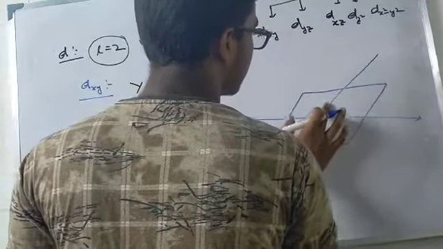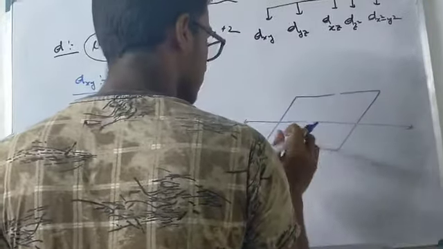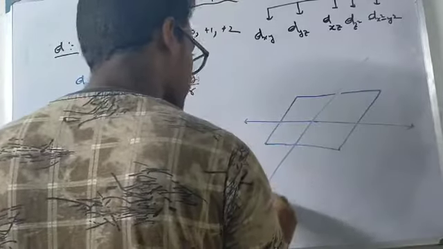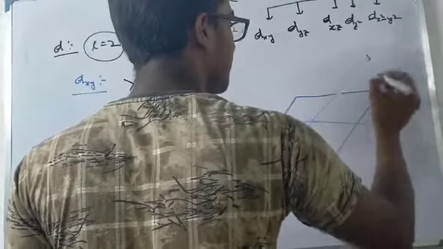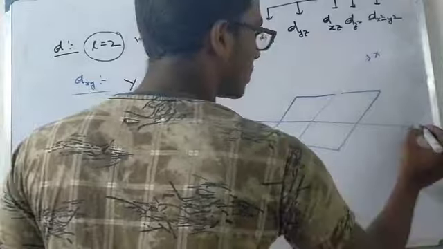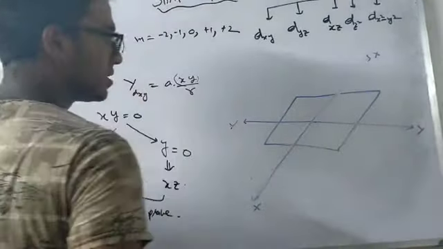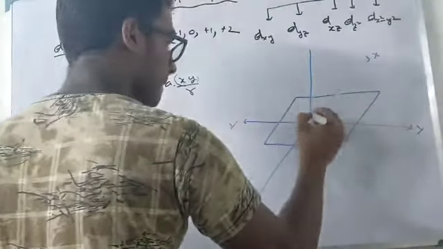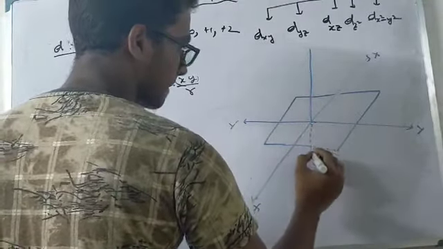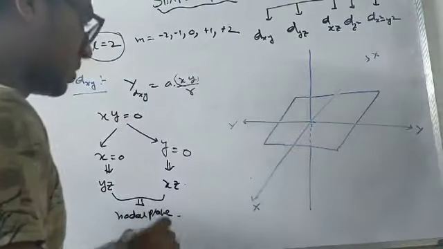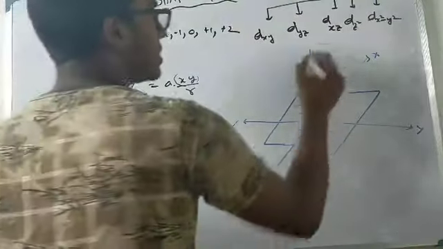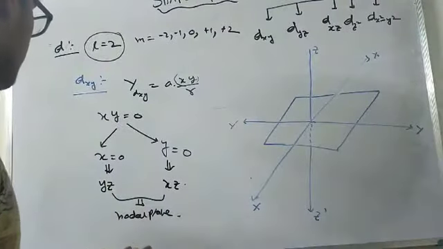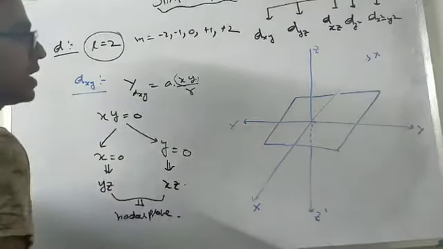Okay, my x-axis is not correct. So let's say this is my x-axis, x dash, y dash. That means this plane is the xy plane. Okay, so this is my coordinate system, z dash. So the dxy orbital looks like that.